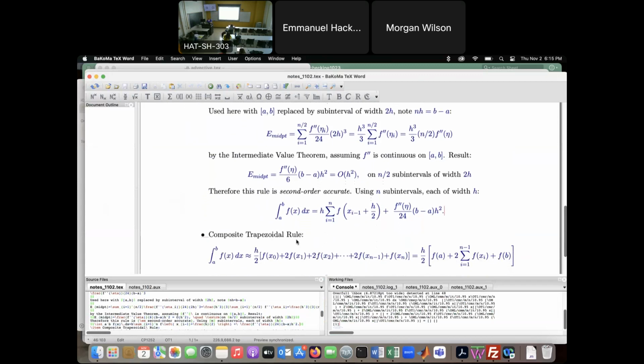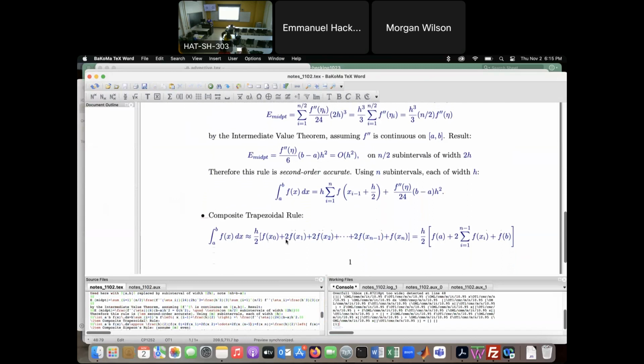Here's a composite trapezoidal rule that comes from applying the trapezoidal rule to subintervals, again, with width h. Now watch what happens here. I'm evaluating f at all my points, x0, x1, x2, up to xn. But notice all the ones in the middle, in the interior, have twice the weight of the ones at the endpoint.